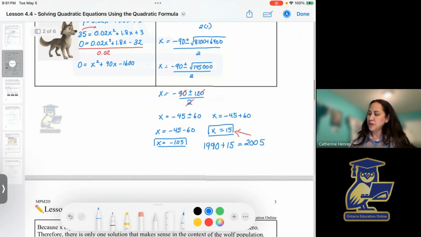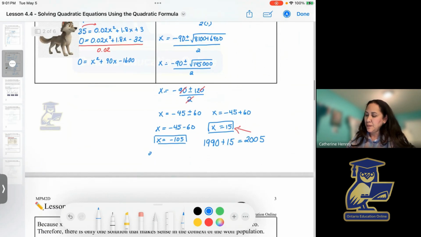And we can write our sentence. Therefore, there were 35 breeding pairs in 2005.